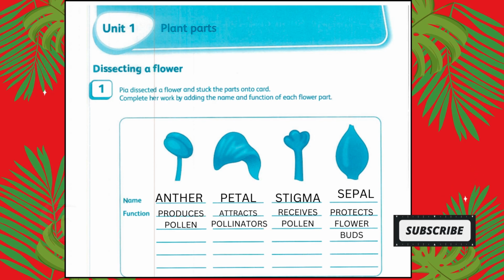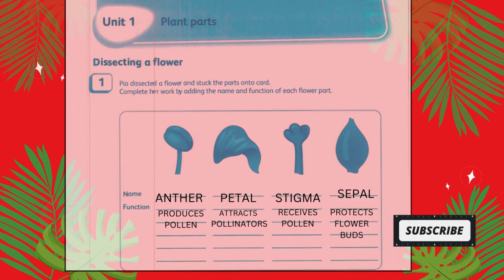Name: this number one picture is anther. The function is producing pollen. Second one is petal. The function is it attracts pollinators. Number three, you can say this is a stigma, receives pollen. And number four, sepal, protects flower bud.